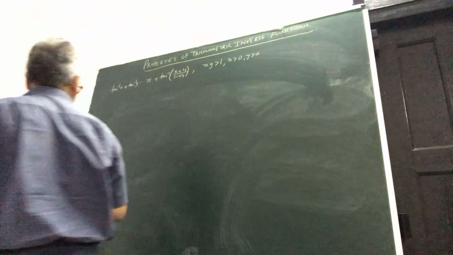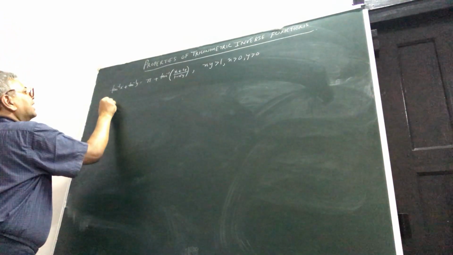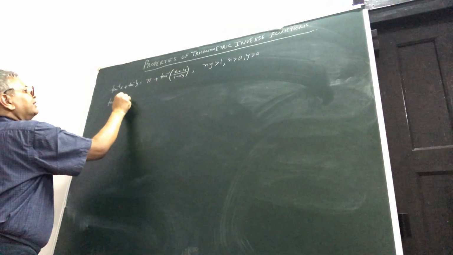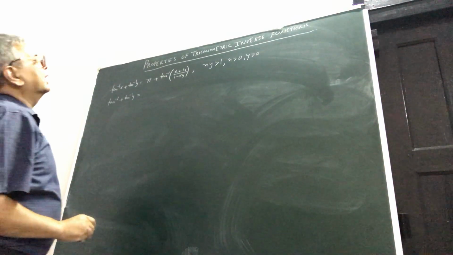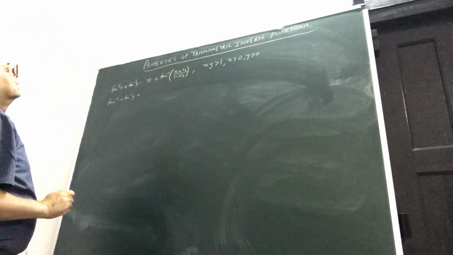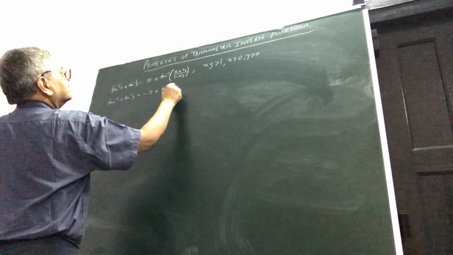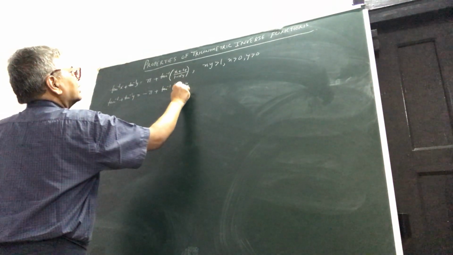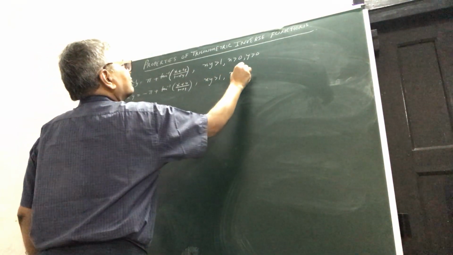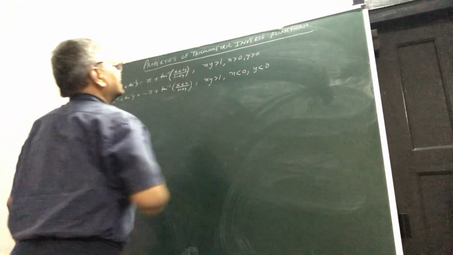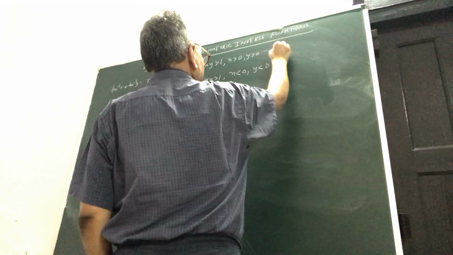Now we will prove another property. Tan inverse x plus tan inverse y is equal to minus pi plus tan inverse of (x plus y) upon (1 minus xy), where xy of course will be greater than 1, but both x and y will be less than 0. This time we have to prove this result. Let this be number 1 and this be 2.